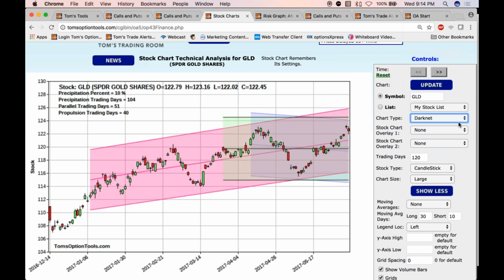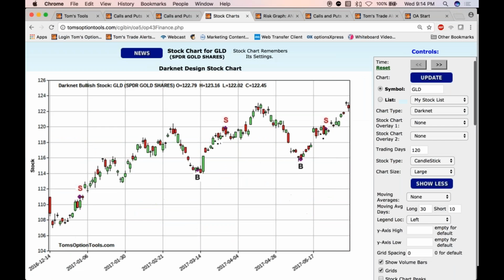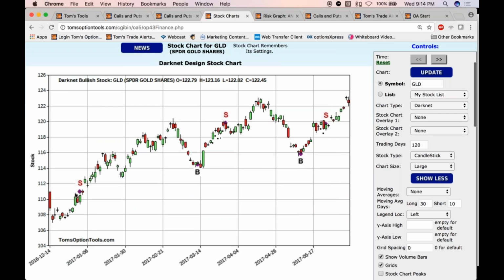Come on down. Let's look at Darknet, and we're gonna look at this next week. I'm just gonna tease you a little bit real quick. Do we have any Darknet trades on gold? Look at this. We had a sell signal that was from a buy signal beyond the chart. But take a look at this buy back in mid-March. This was around 114. Got to sell at 120. Buy came in at 116. The sell came in around 120. And, of course, the market moved higher after that.